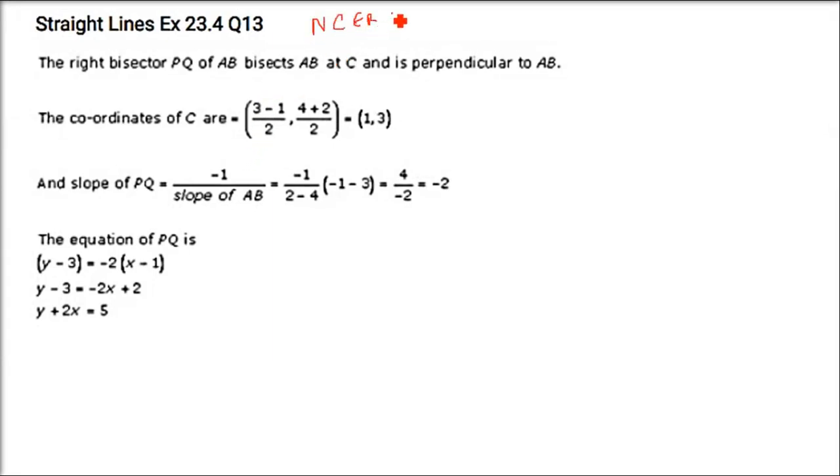This question is an NCERT question. Find the equation of the right bisector of the line segment joining the points (3, 4) and (-1, 2). So we have a line, and these points are (3, 4) and (-1, 2). Now right bisector means the line is bisecting and it is perpendicular at the same time. So both things are known to us.